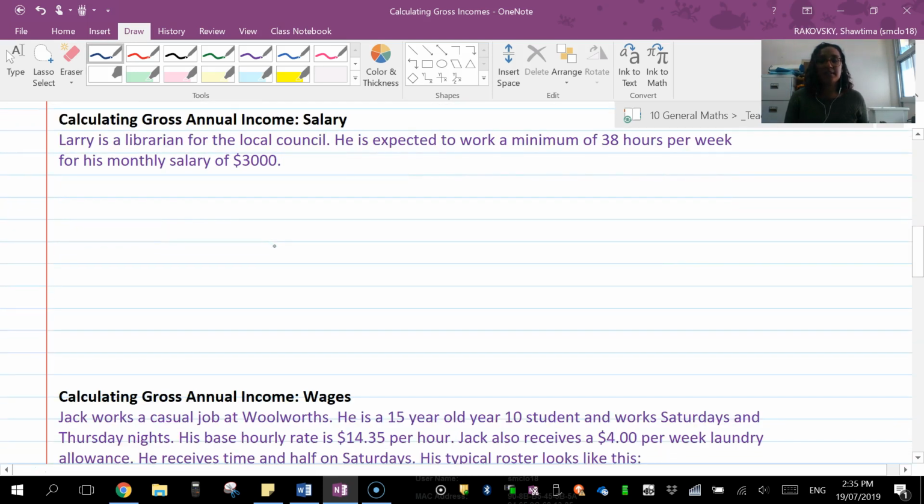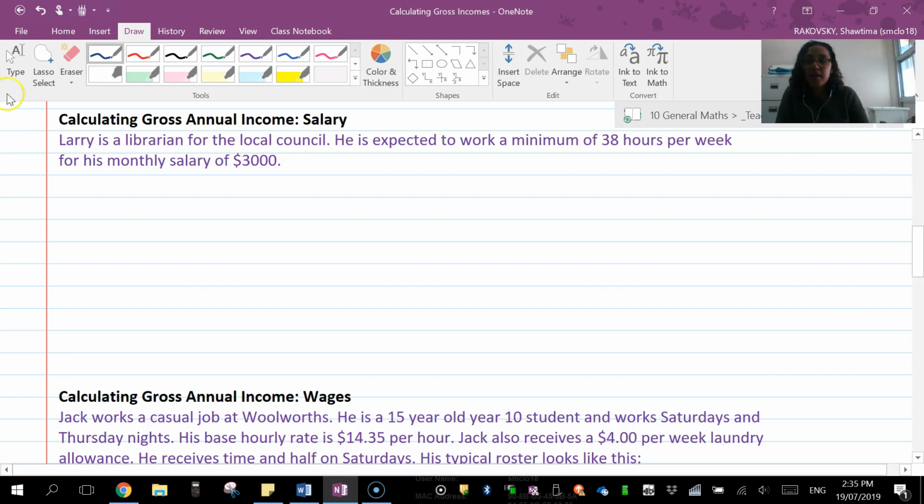Okay, so salary. Larry is a librarian, works for local council and is expected to work a minimum of 38 hours per week. Monthly salary of $3,000. Okay, with salary, it does not matter how many hours you work. You're expected to work so many hours, but if you go short or you go over, you do not get rewarded for that. So teaching is one of those positions where we are on a salary.